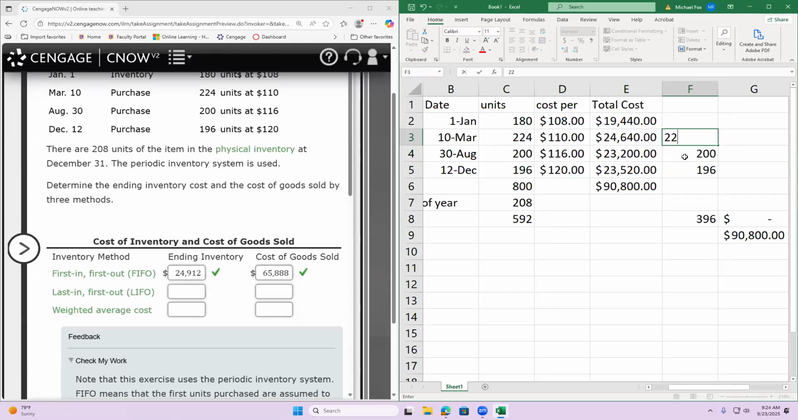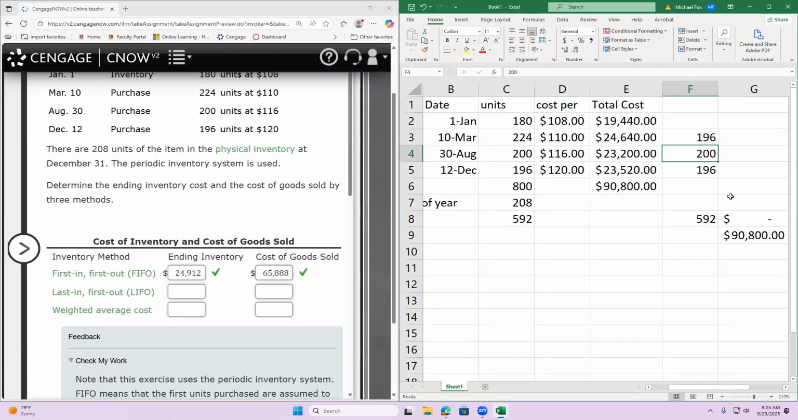And if we say we sold all of those, well, that's too many. So we're going to have to say we didn't sell all of those. We sold 196 of those. So do you see what I'm doing? I'm just assuming with first in, first out, I sold the oldest ones, and assuming with last in, first out, I sold the newest ones.